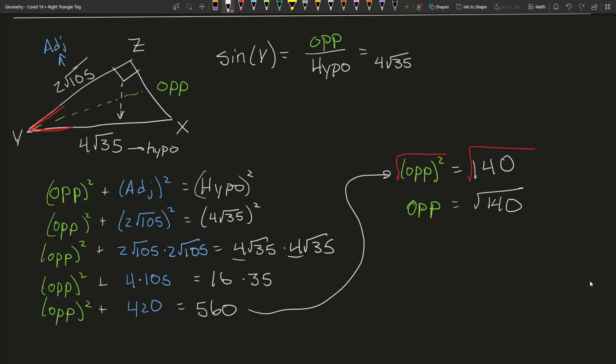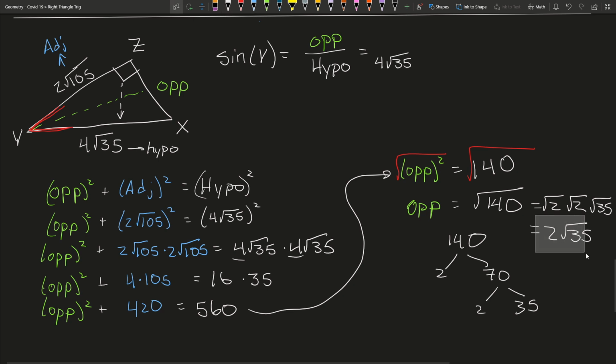All right, so when we do that, if we take out 2, we get 70. We can take out another 2, we get 35. So we can rewrite the square root of 140 as the square root of 2 times the square root of 2 times the square root of 35, which just equals 2 rad 35. And that is our opposite side. That is the simplified opposite side.